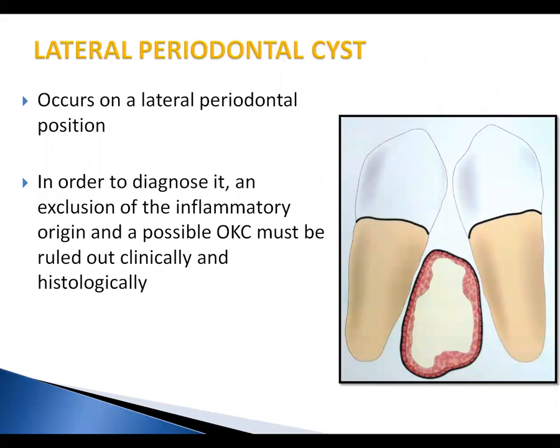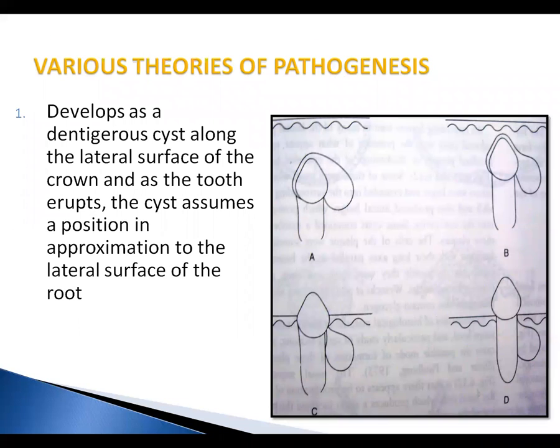Next important cyst is the lateral periodontal cyst. It occurs in a lateral periodontal position. In order to diagnose it, an inflammatory origin and a possible OKC must be ruled out clinically and histologically. It develops as a dentigerous cyst along the lateral surface of the crown, and as the tooth erupts, the cyst assumes a position in approximation to the lateral surface of the root.